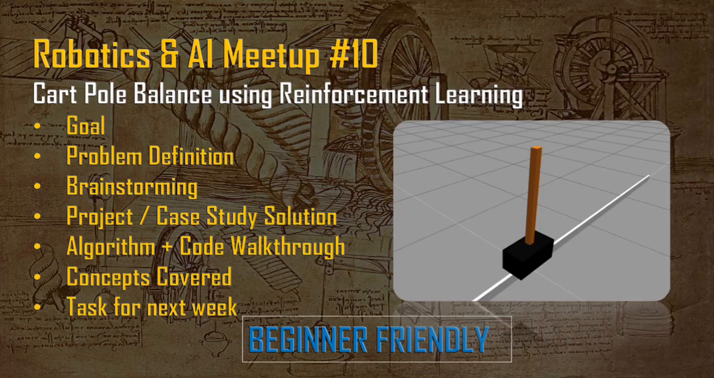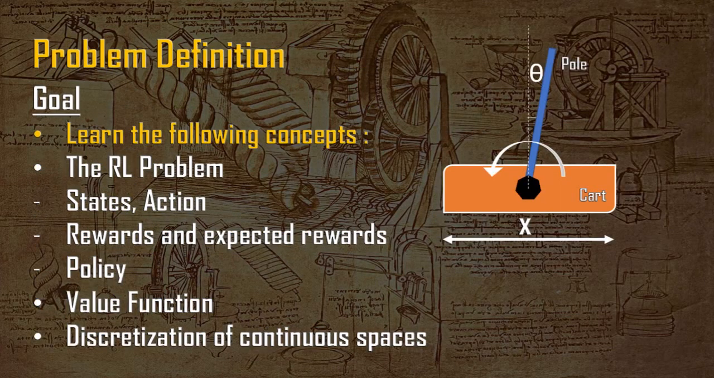Yes, so as I mentioned, the problem for today is cart pole balancing using reinforcement learning, and this is how we would be flowing with the steps. So the goal of today's project share is that we learn a few fundamental concepts of reinforcement learning. So I'll be defining the reinforcement learning problem, what are states, actions, rewards, expected rewards, policies, and also briefly about value function and discretization of continuous spaces and how temporal difference works. So this is very beginner friendly, and so if you have no experience with reinforcement learning, I think this should be a good starting point, hopefully.